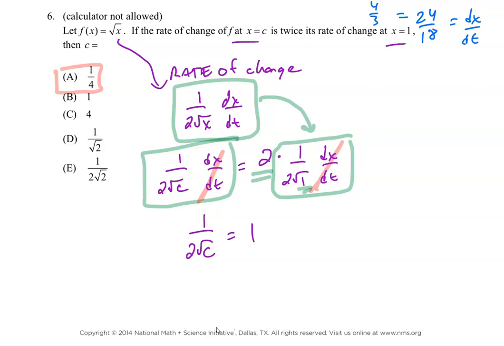Cross multiply. Put that over 1 and cross multiply. So 2 square root c equals 1. How would you solve that? Square root of c is 1/2. So c equals 1/4, square both sides.